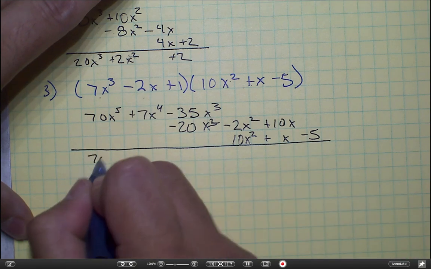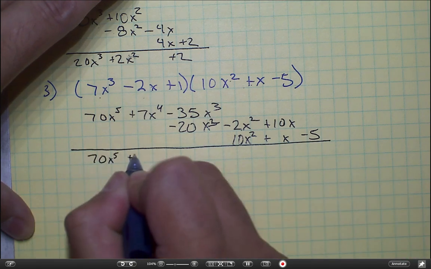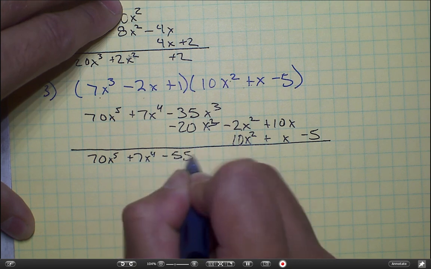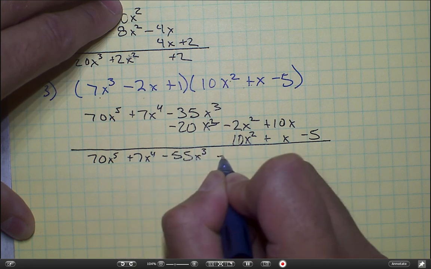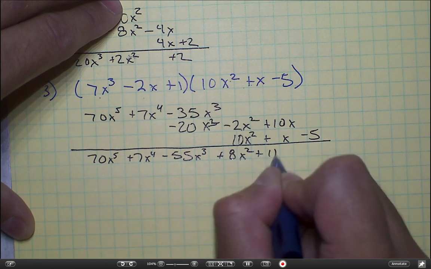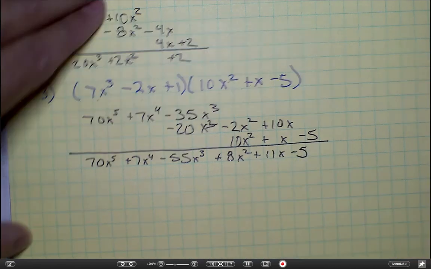It's going to be 70x to the 5th plus 7x to the 4th minus 55x cubed plus 8x squared plus 11x and then minus 5.